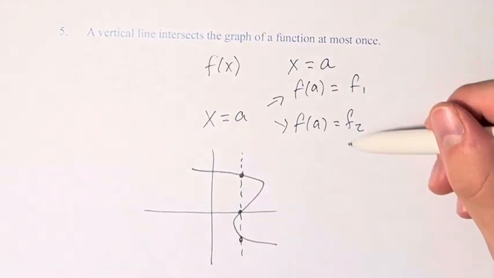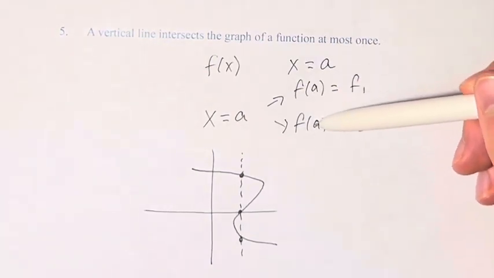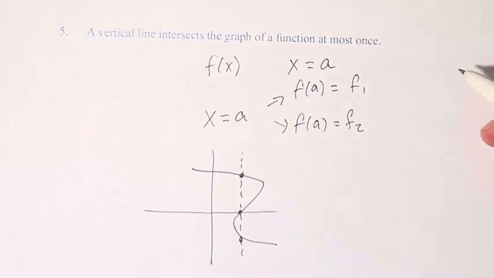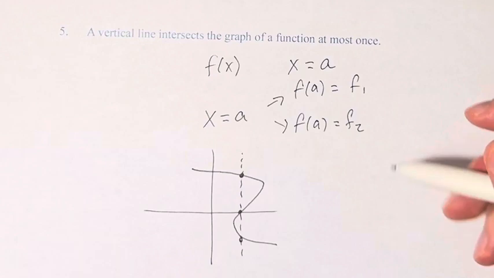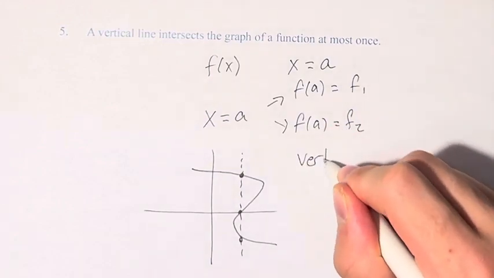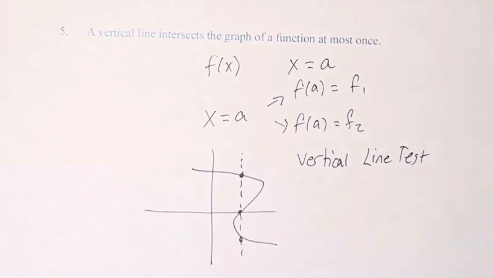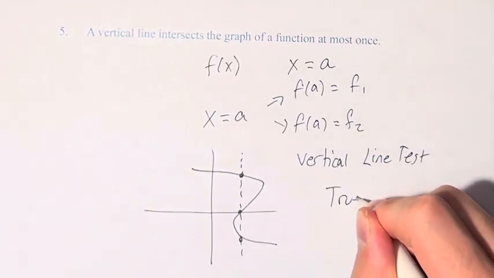And this cannot be the case because every input into the function must have a unique output. Therefore, f of a can't equal f of 1 and f of 2. This is the basis for the vertical line test. And because of this, we know that this statement is true.